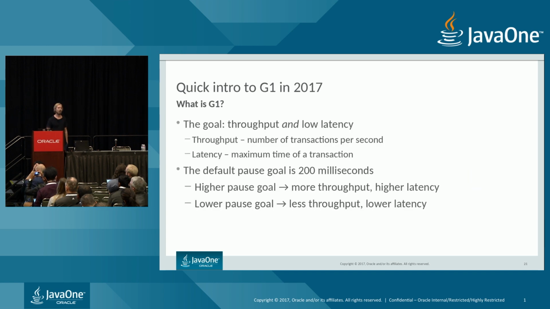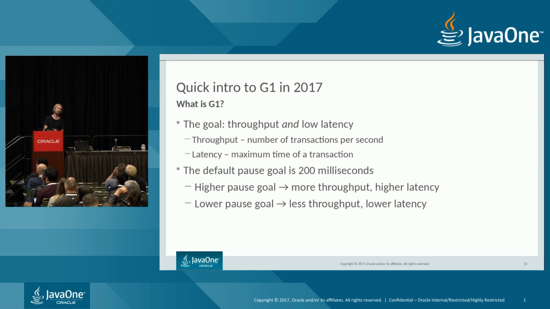So the goal of G1 is to provide both throughput and low latency. Throughput, you can think of as roughly the number of transactions per second, or the total running time of a program, whereas latency will more correspond to the maximum time of a transaction. And the default pause goal for G1 is 200 milliseconds. This pause goal can be tuned. You can say to G1, I'm okay with longer pauses, which probably will result, if you have a backend service, for example, in longer request times.